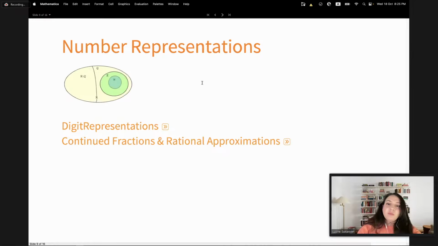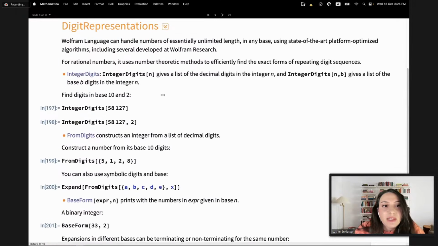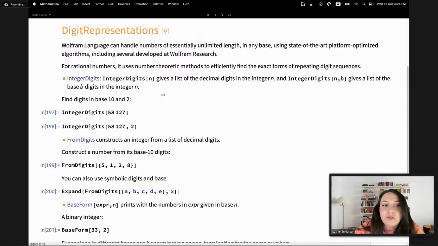Okay, now let's talk about number representations. We talked about natural numbers, but there are many numbers, and there are many ways to represent numbers, and Wolfram is quite good at that. So let's begin with digit representations. And let's begin with the very basic function, IntegerDigits, which gives a list of the decimal digits in the integer n, and IntegerDigits[n, b] gives a list of the base b digits in the integer n.